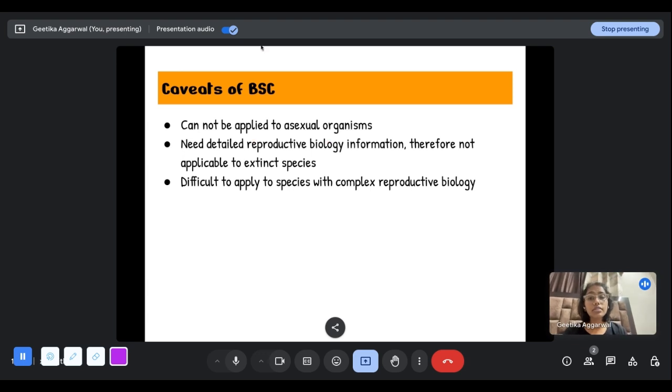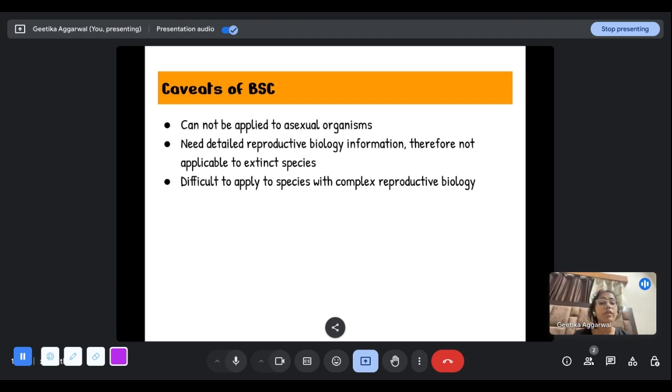First of all, since we are very strongly talking about reproduction, it cannot be applied to any of the asexual organisms, and we know that so much or much more of the biomass of the earth's living organisms is occupied by these asexual organisms, which are bacteria, viruses, all of them. So it cannot be applied to any of these asexual organisms which divide by things like binary fission. So that is a major caveat of the biological species concept.